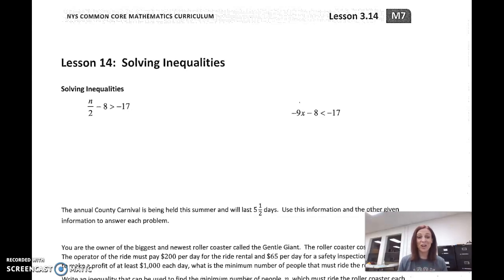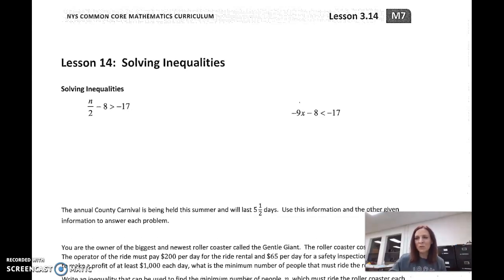Lesson 14 is on solving inequality. So we've spent the last couple lessons, we've done some solving, but we were focusing on what does it mean to be an inequality? What do solutions of an inequality look like? And now we're really going to focus on the solving. So let's start solving some inequalities.